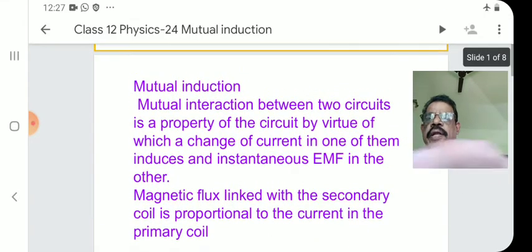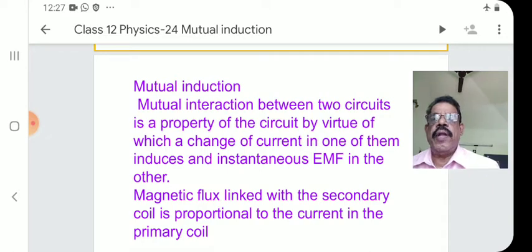What is mutual induction? Mutual induction between two circuits is a property of the circuit by virtue of which a change of current in one of them induces an instantaneous EMF in the other. You have to read it as mutual induction, not interaction, by mistake.